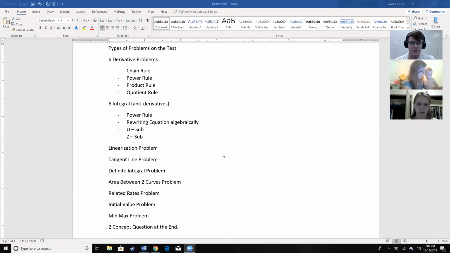All right, so I'm going to share my screen real quick, and I will show you guys kind of what's going to be on the test. Can you guys see this Word document that I have up? Yeah. All right, so this is basically what's going to be covered on the test. We're going to have 6 derivative problems and 6 integral problems or antiderivatives.